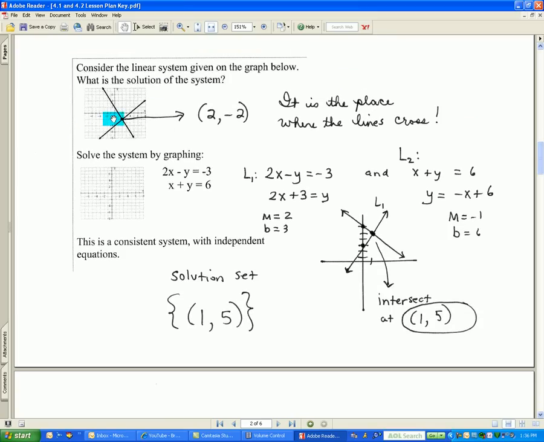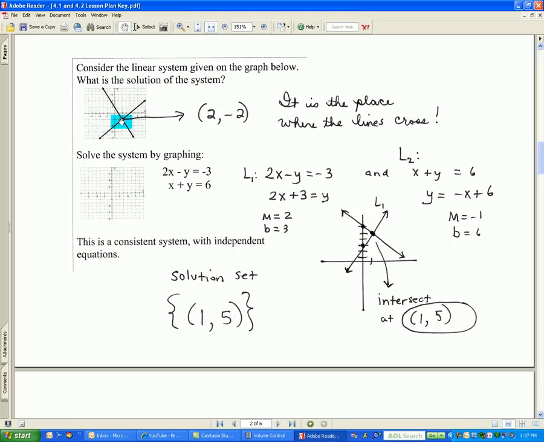Suppose I gave you a picture of a linear system already drawn for you. Okay? Here's a picture, and I said, what is the solution of the system? What I'm asking you is, please, you've got to learn what this means. What does the solution of the system mean in English? Where do the lines touch?